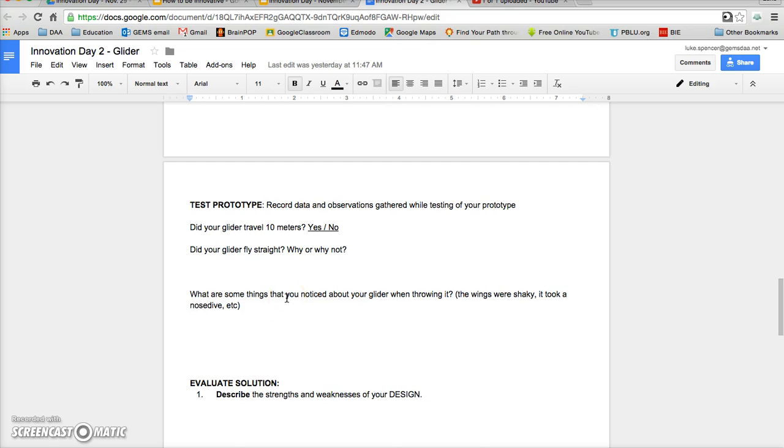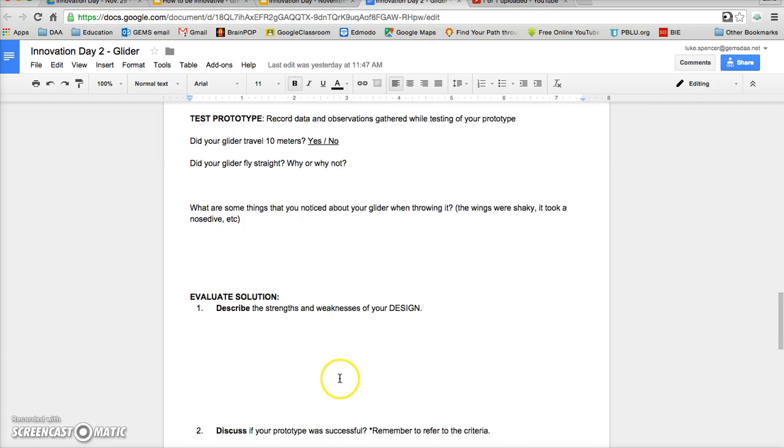Pay attention to what is happening. What are some of the things you notice about your glider when throwing? The wings were shaky, it took a nosedive, the wings fell off, etc. Pay attention to what is happening there.